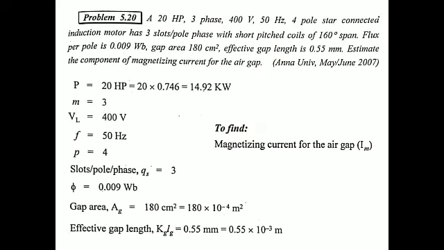Then go with the next problem. The second problem is also in the book. Just consider one by one. The first data is a power value, 20 HP. Then second, we got a 3-phase. Then next, 400 volts. Then 50 hertz. Then 4 pole. So write all this.